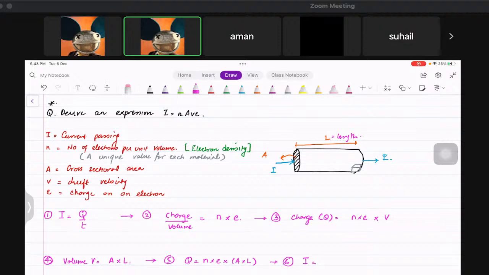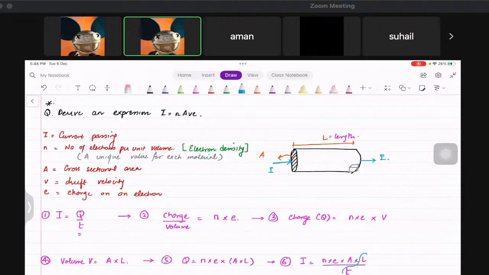Okay. So in the sixth step, because current is charge over time, I'm going back in the same loop. It is going to be n times E times A times L divided by T. Why? Because current was charge over time. Now if you look closely here, length over time is velocity, which means in the seventh step, current is equal to n times E times A times V. So rearranging this would cause it to be nAVe. Do you guys understand this?